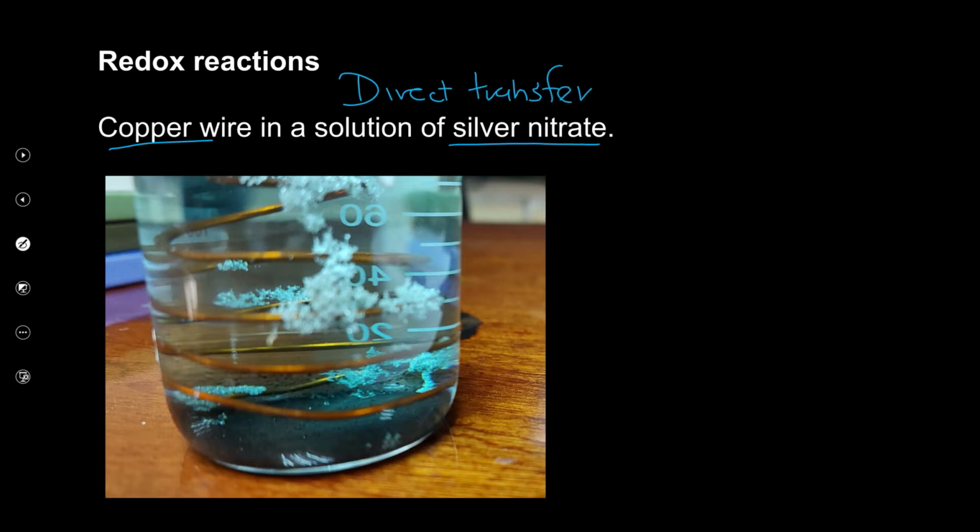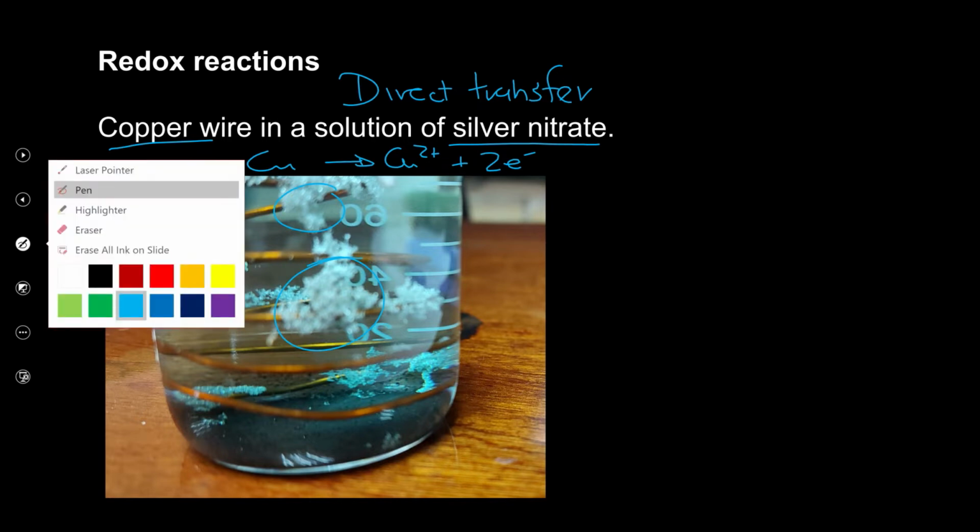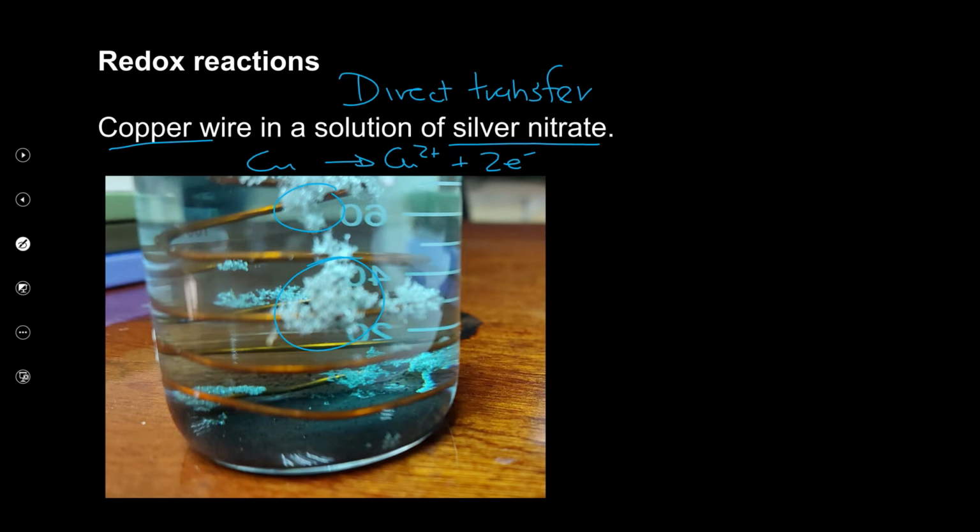But this time, the copper is the one that is going from copper to copper ions plus 2 electrons. And this solution, that white stuff that you're seeing there, is actually the evidence of another reaction taking place. And I'm just going to change the color of my pen so you can see. What's happening there is the silver ions in the solution are gaining electrons to form that white substance that we see there, which is actually silver. So that's the silver that's forming there.